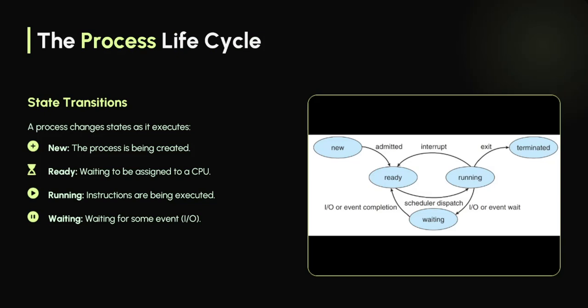So the next is the process life cycle. Here the main process states are new, ready, running and waiting. In new, the process is being created. Ready means waiting to be assigned to a CPU. In running, instructions are being executed, and waiting is for submission. This process life cycle we will discuss in more detail in our next session.